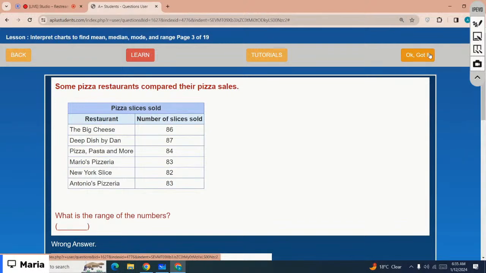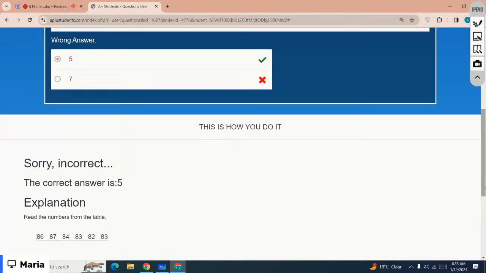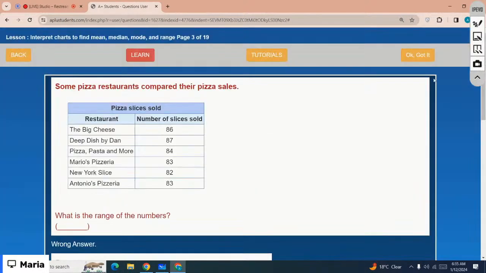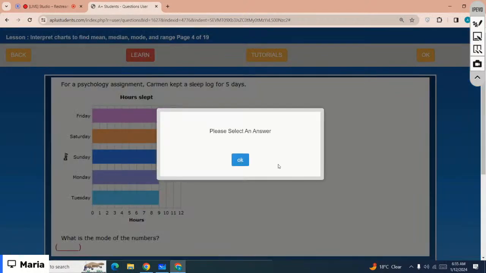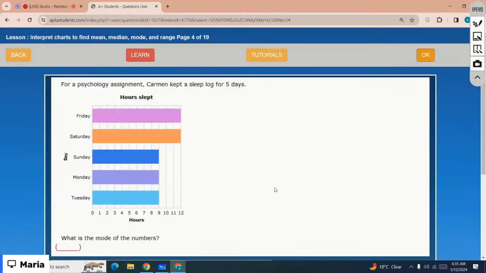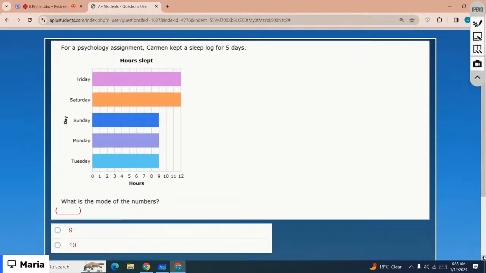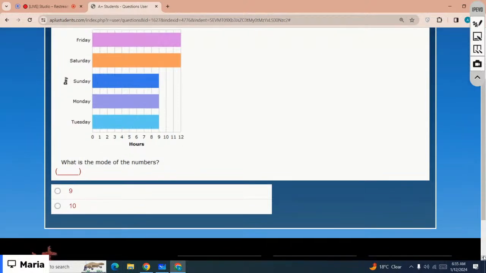Okay, the next one is why wrong answer? Oh, sorry, I selected the wrong option, but the correct one is 7. Okay, got it. The next one is for a psychology assignment, Carmen kept a sleep log for 5 days. What is the mode of the numbers? You have to calculate the mode. So calculate the mode and write the correct option.